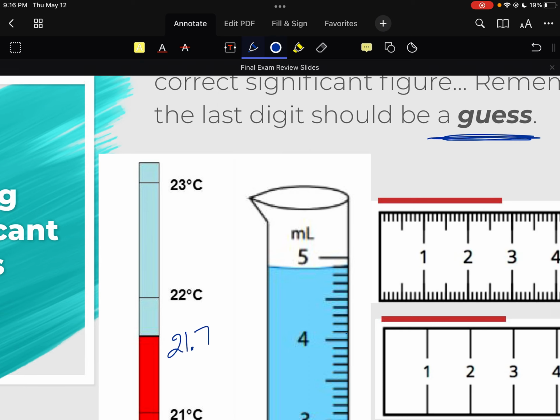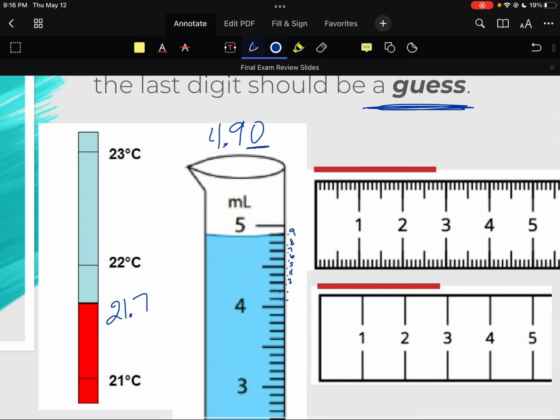Each of these little lines is going to be 0.1, right? Because this is 4 to 5. So I know these big lines are the ones. So this is like 0.1, 0.2, 0.3, 0.4, 0.5, 0.6, 0.7, 0.8, 0.9. So if I was to read this, I would say 4.9 for sure. And then my guess is going to be a 0. If you said 4.89, that's fine. The main thing is just to make sure that you have that guess at the last digit.